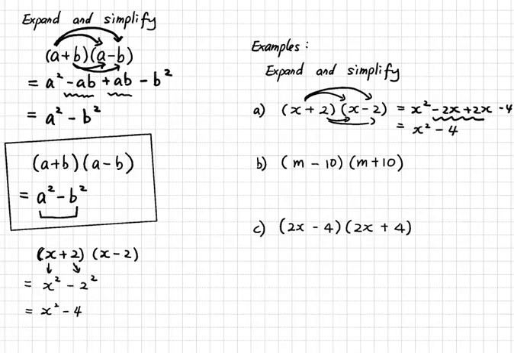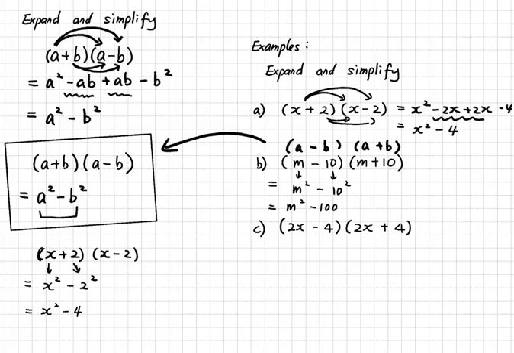Now let's have a look at question B. Again, this looks like a minus b. Your a is m, your b is 10 this time, and times by a plus b. So that's exactly the same as this format. You know 2 times 3 is the same as 3 times 2, so changing your order doesn't mean it doesn't work anymore. So therefore, it's a squared minus b squared. So it's the same as m squared minus 10 squared. So therefore, it's m squared minus 100.